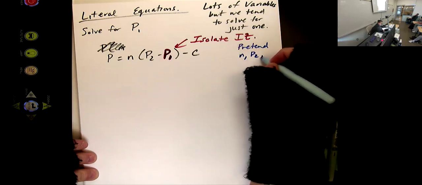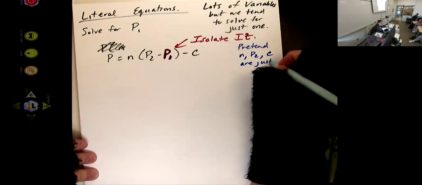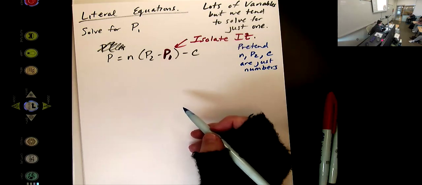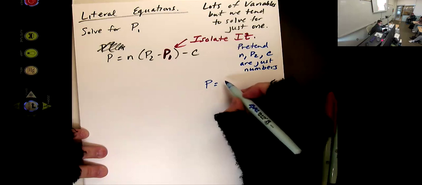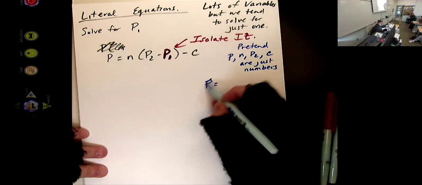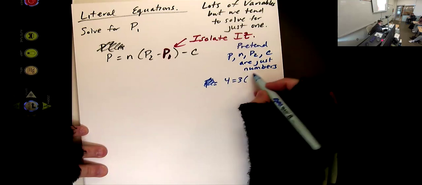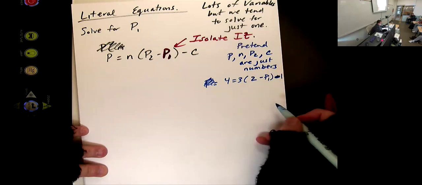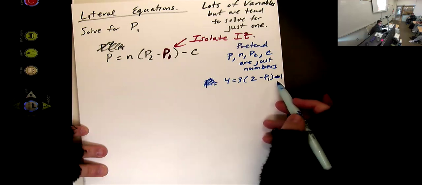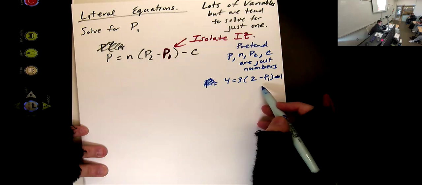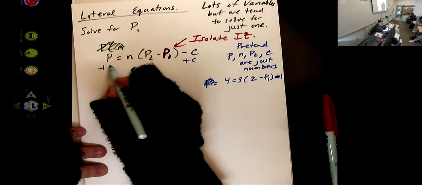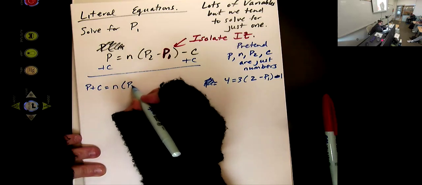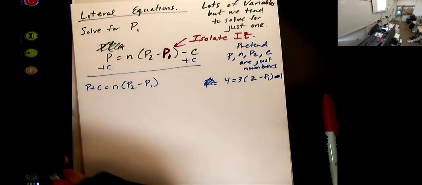All right, so to do that, we can pretend N, P2, and C are just numbers. Like if I had 4 equals 3 times 2 minus P1 plus or minus 1, what would we do? We could move the 1 over. In this case, that means move the C over.